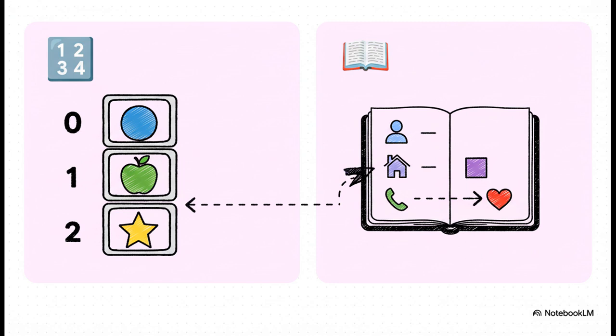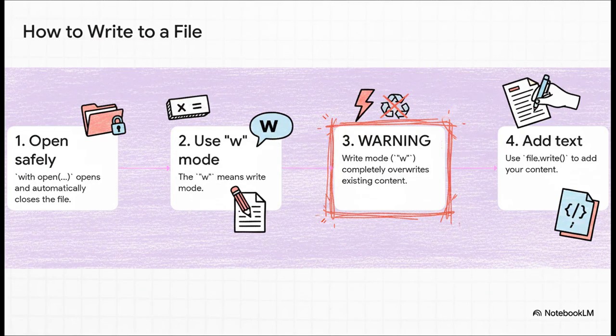A dictionary, on the other hand, is more like a phone book. You don't ask for the 50th entry. You look up a name, we call that a key, to get the information, we call that the value. It's often a much more natural way to structure your data. But none of this data matters if it just vanishes when you close the program. To make it permanent, we write it to a file.